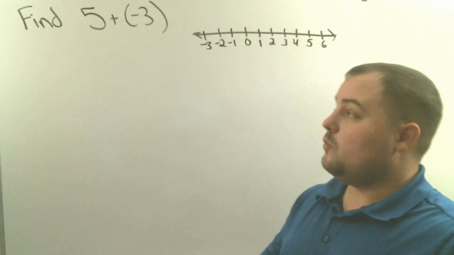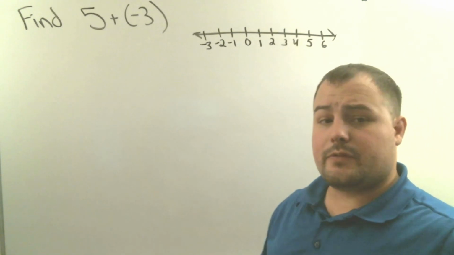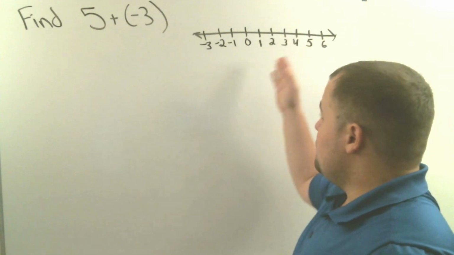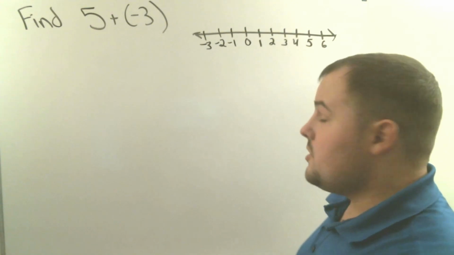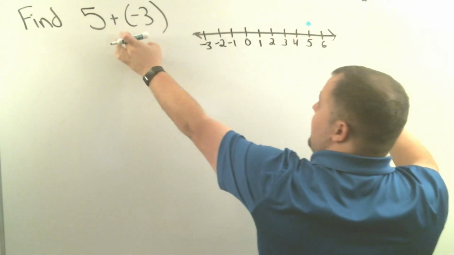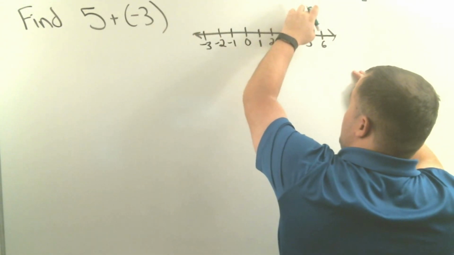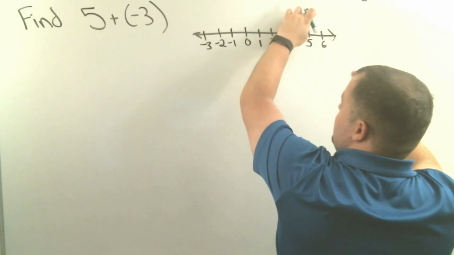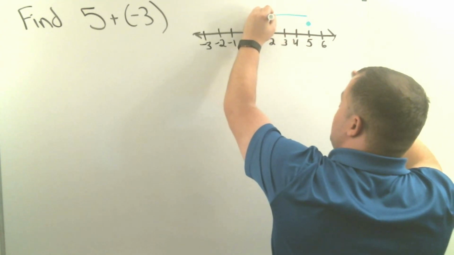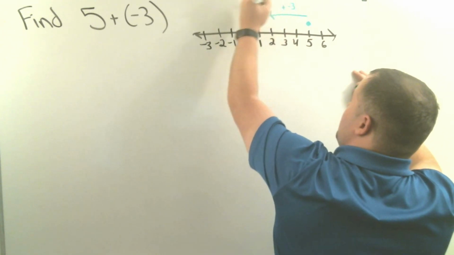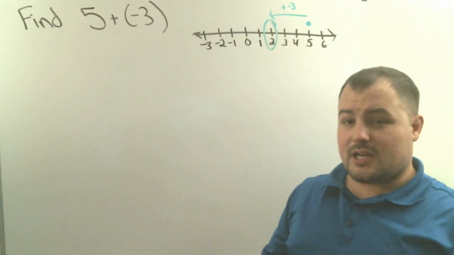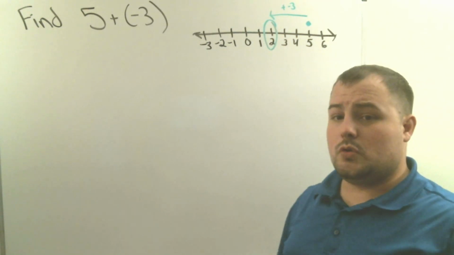Alright, in this example, we're going to be adding 5 plus negative 3. One of the ways that we can add 5 and negative 3 is we can plot them on a number line. So we're starting with 5. And then we're going to add negative 3. So if we're at 5 and we're adding negative 3, that's like taking 3 away. 1, 2, 3. So this is going to take us to this number here. So 5 plus negative 3 should be a positive 2.